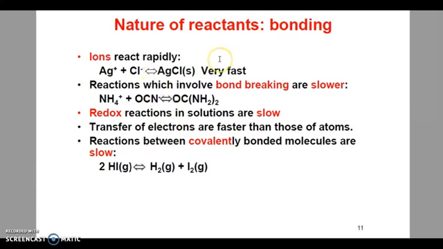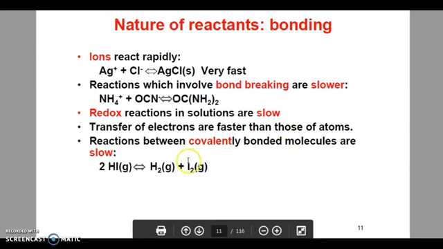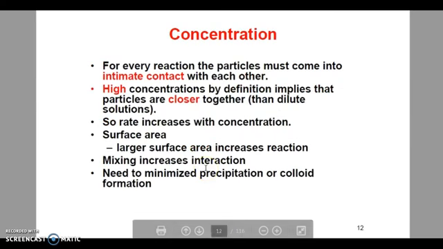Nature of reactants. Ions react rapidly. Reactions which involve bond breaking are slower, which can be seen in the examples given here. Redox titrate reactions in solutions are slow. Transfer of electrons is faster than that of atoms. Reactions between covalently bonded molecules are slow, which is shown in this example.